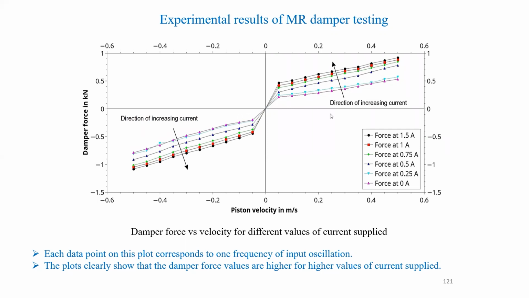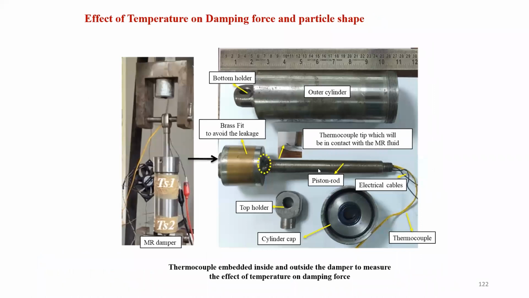Earlier, I already showed the simulation work we have done and the practical work we have done. So this is the assembly. This is the damper here. Then this is the upper arm. This is not the load cell. This is the bottom holder. This is the MR fluid, and these are the connectors for the wire.